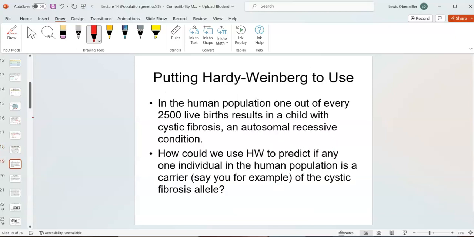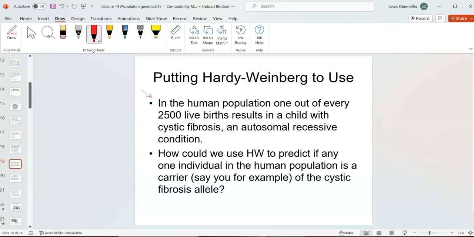Okay, so let's do a real world population. What's the purpose of this? Let's say a couple comes to you and they're worried about their kid having cystic fibrosis, and you know nothing about their DNA. They have no DNA sequences. You can't tell anything, but you can tell them what the probability is, in a population, of them being carriers, because neither one of them has cystic fibrosis.